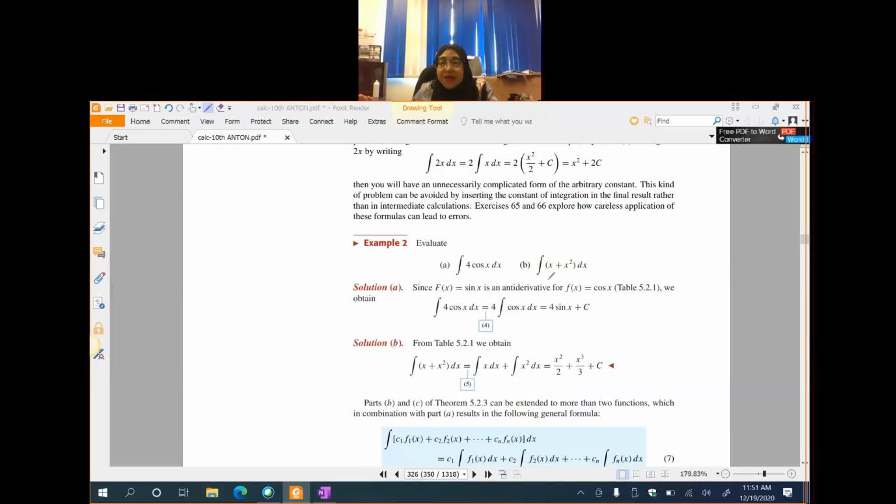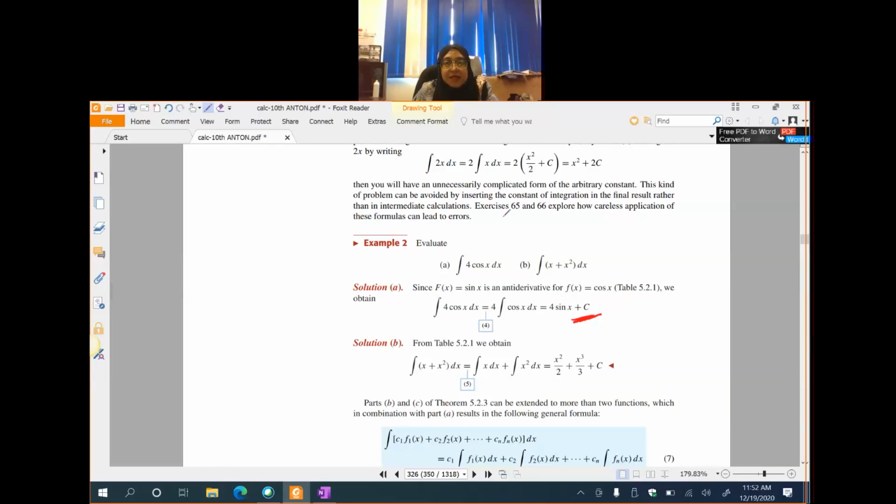For indefinite integrals, you should always have this plus c. For the definite, you will get the exact values. For the indefinite, you will have a function. So 4 sine x is still a function in terms of x, and then you have the additional constant plus c.